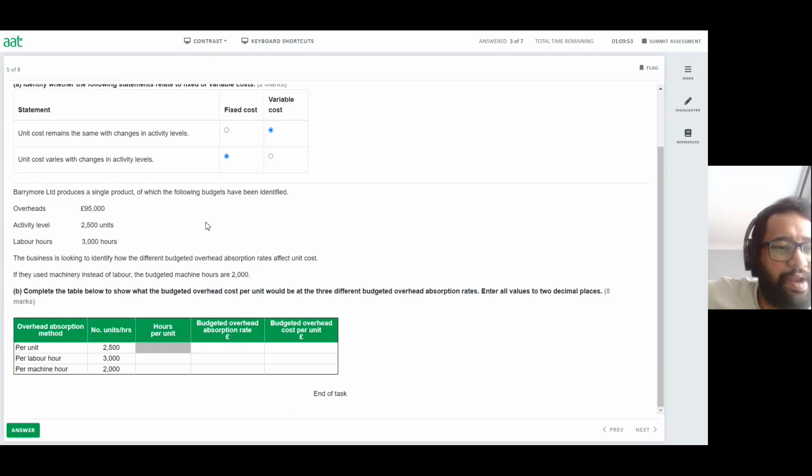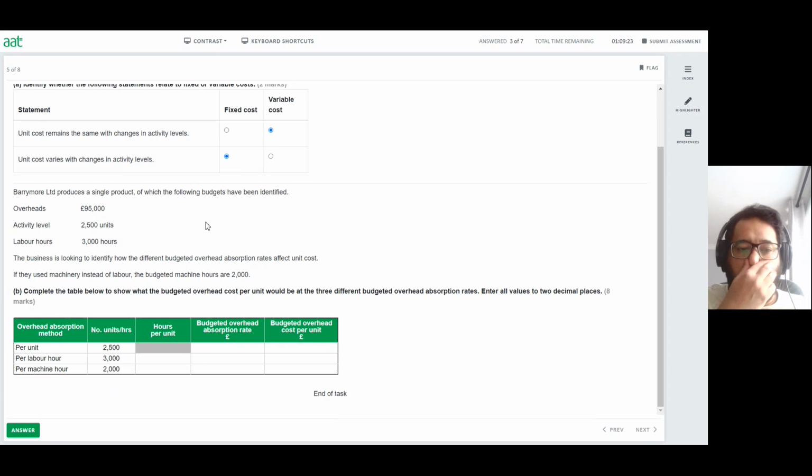Next one, Barrymore Limited produces a single product of which the following budgets have been identified. Overheads are £95,000. Activity level is 2,500 units. Labor hours are 3,000. The business is looking to identify how the different budgeted overhead absorption rates affect the unit. So here, if they use the machinery instead of labor, the budgeted machine hours are 2,000.